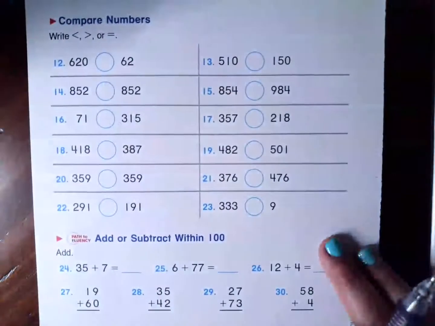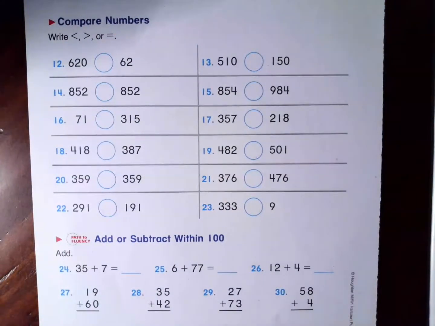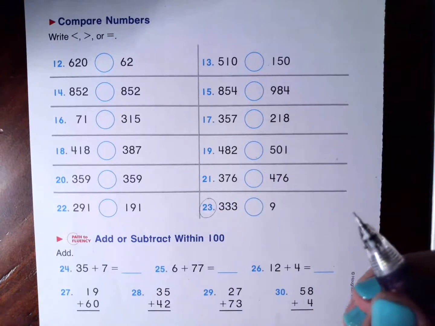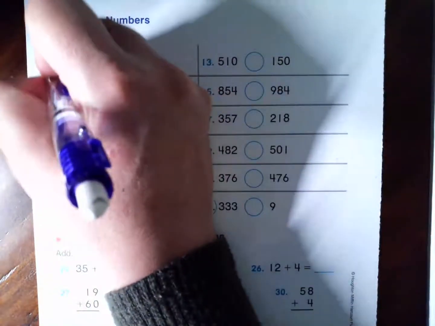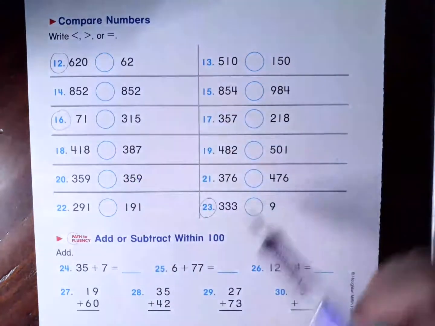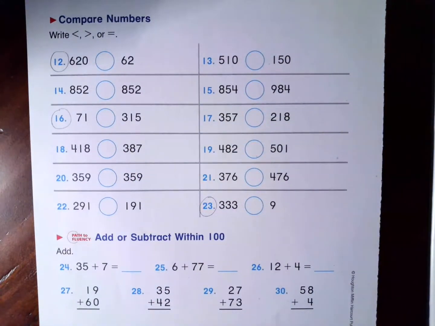All right, turn your paper over. Here's where things get a little complicated. Now we are comparing numbers that don't have the same number of digits. Some of them do, but number 23, number 16, and number 12 could be a little tricky. I'm going to encourage you to do this entire page on your own. Be careful when you get to 12, 16, and 23. Don't get tricked like Puzzled Penguin.